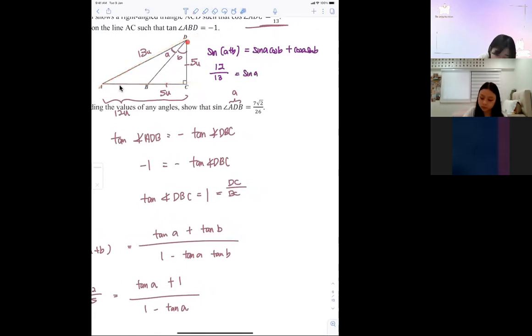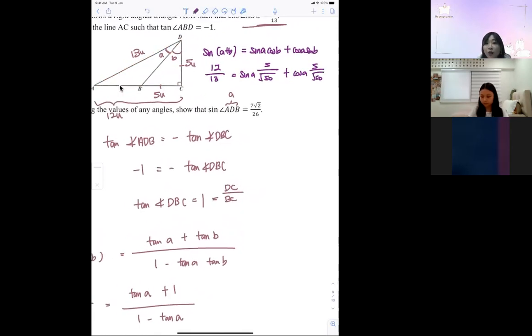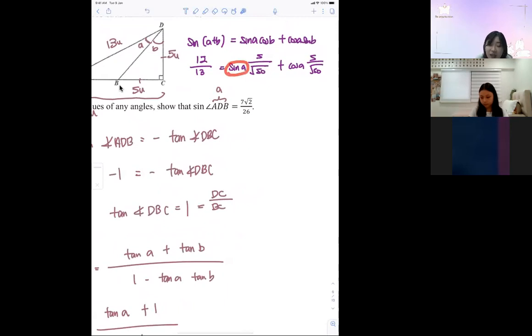Cosine B, wow, this one you must put 5 over square root 50. Cosine A, again, I don't know. Sine B is 5 over square root 50. Can you see that there are 2 unknowns to solve? Sine A and cosine A. 2 unknowns if I use the sine addition formula. If you use cosine, you end up with the same thing.